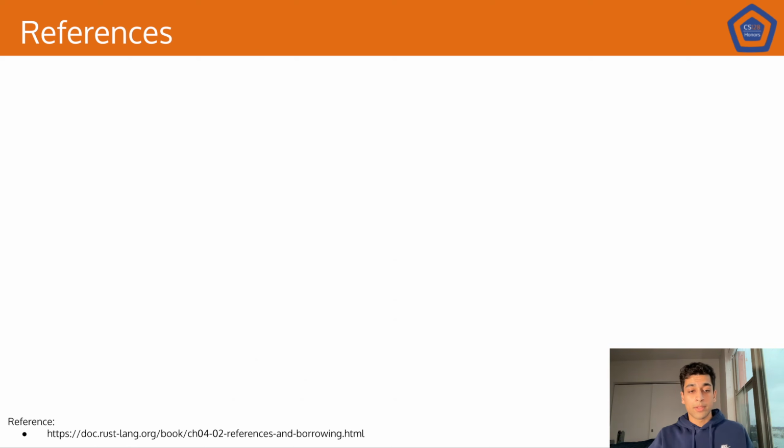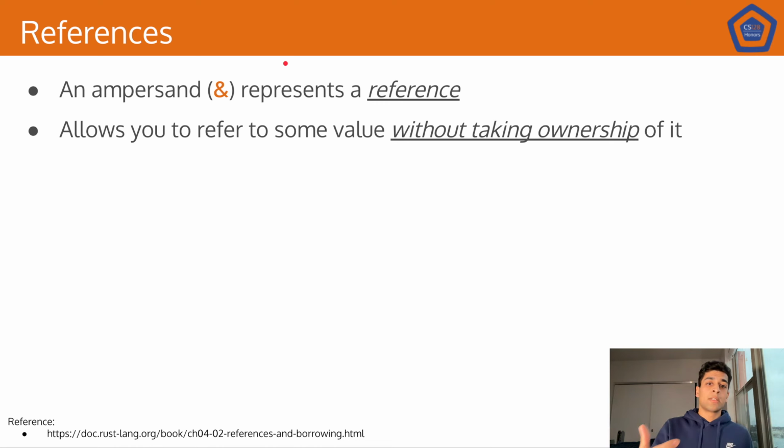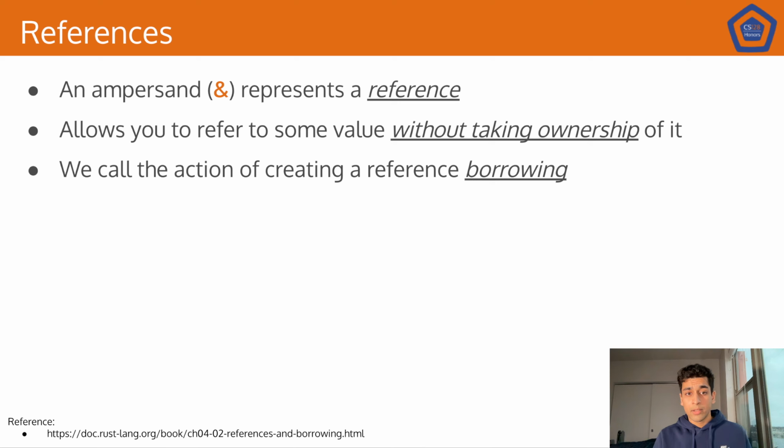This is where Rust's references come in. You've probably seen this in some of our assignments in the past. You've seen this ampersand symbol, and an ampersand symbol represents a reference, similar to C++. References allow you to refer to some value without taking ownership of it. This comes at a cost. References are not as powerful as owning the piece of data, but they allow you to refer to it, to read it. So we call the action of creating a reference borrowing.